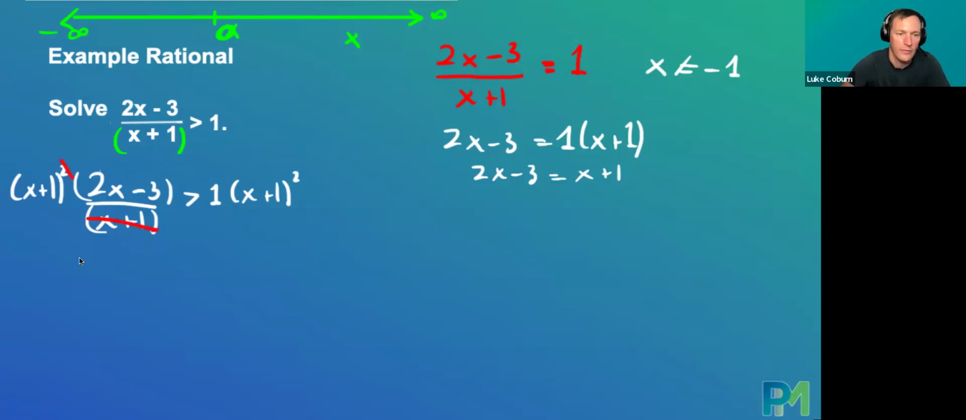So we have then x times 2x is 2x squared. x times 3 is minus 3x. 1 times x is plus x, and then 1 times minus 3 is minus 3. Okay, and then the other side, well, the 1 doesn't make a difference.